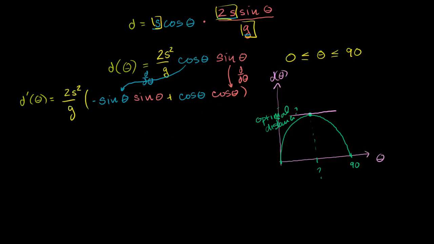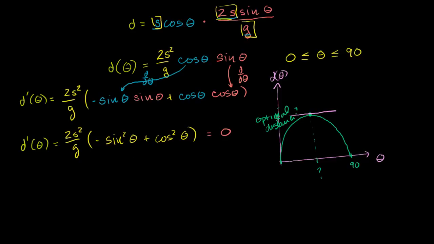Now what does this give us? We can simplify this a good bit. So we could write the derivative d prime is equal to, we could keep this constant out there, 2s squared over g times. Now negative sine of theta times sine of theta, that's just negative sine squared of theta. And then cosine theta times cosine theta, that's just plus cosine squared of theta. Now, what we just said is we want to figure out the angle at which this derivative, or the instantaneous slope, is 0. So let's set this thing equal to 0. So we just have to solve for theta now.